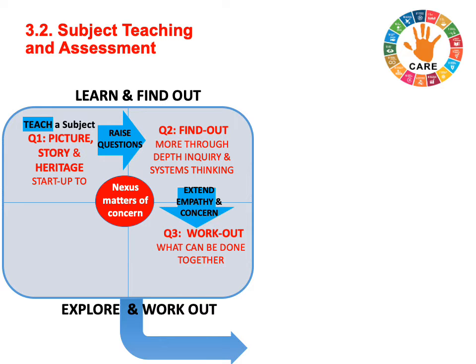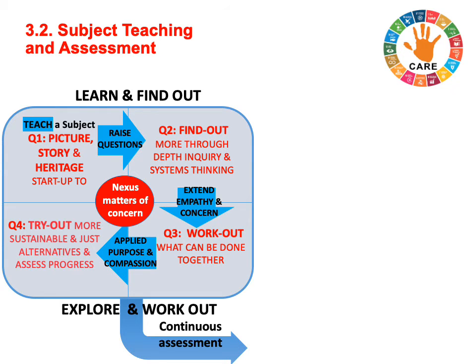Then they can start to work out, and work together on, things that might be done to make the world a better place and more just and sustainable. And then applying this in some sort of purposeful way through their evaluative learning, trying out more sustainable and just alternatives. Now, that's all very well, but how do we go about assessing it and then use the assessments as an evaluative tool to see how our ESD is working?